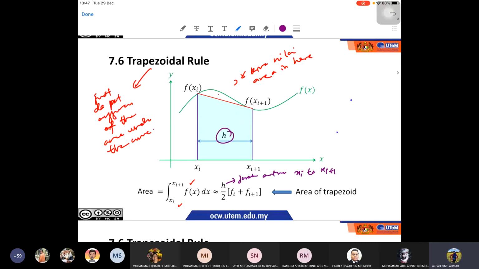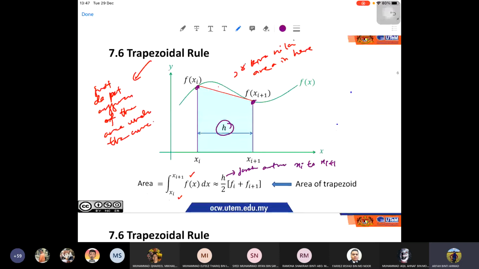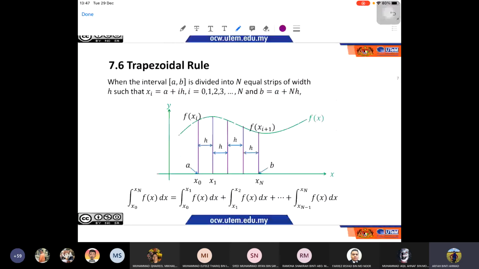Okay. So by using trapezoidal rule, integration for f(x) dx from xi up until xi plus 1 will be approximate to h per 2 times fi plus fi plus 1. Fi adalah nilai function pada titik xi dan fi plus 1 nilai function pada titik xi plus 1. Okay. So this is the area of trapezoid dapat by using trapezoidal rule. So can you see the idea of the numerical integration by using trapezoidal rule? Okay. So kita guna trapezoid.